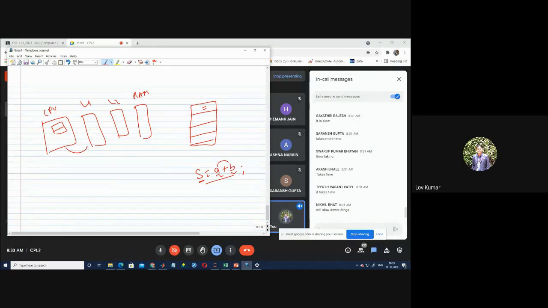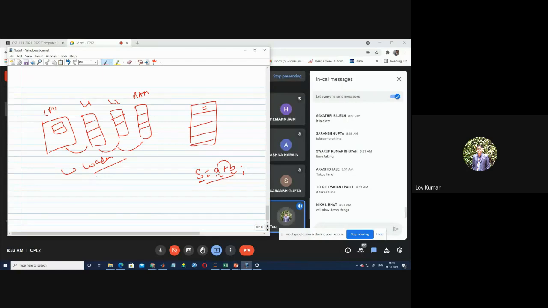It will check in the L1 cache. It is also not present. It will check in the L2 cache. That is also not present. It will check in the RAM. That is also not present. If it is not present, then the CPU will assign this task to one loader, which is a piece of software called the loader.